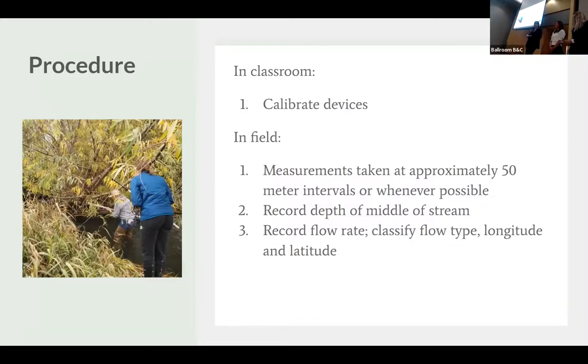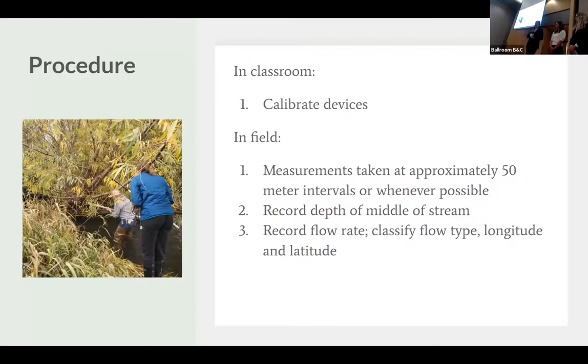Because of the vegetation, it often became difficult for us to reach certain locations, which is really good for shade and ecosystem health, but not good for trying to get regular measurements. So once Reagan was in the creek, she would measure the depth in the middle of the stream and then also report the flow rate back to Bella.